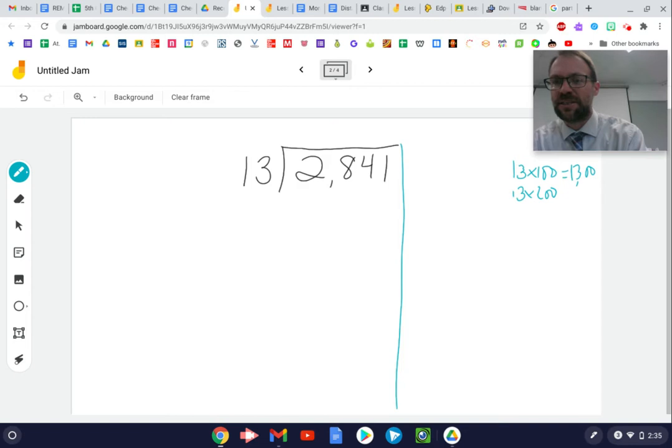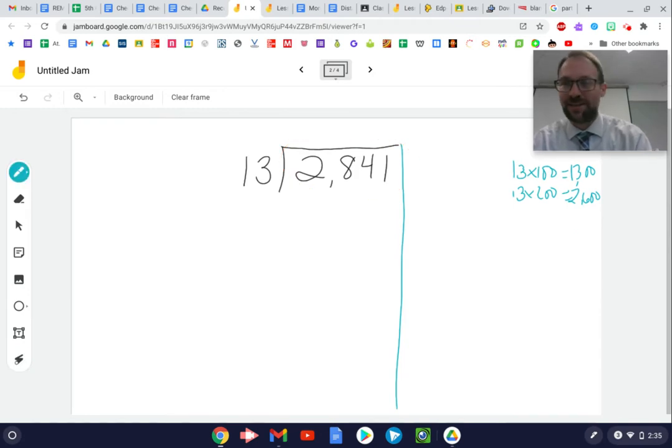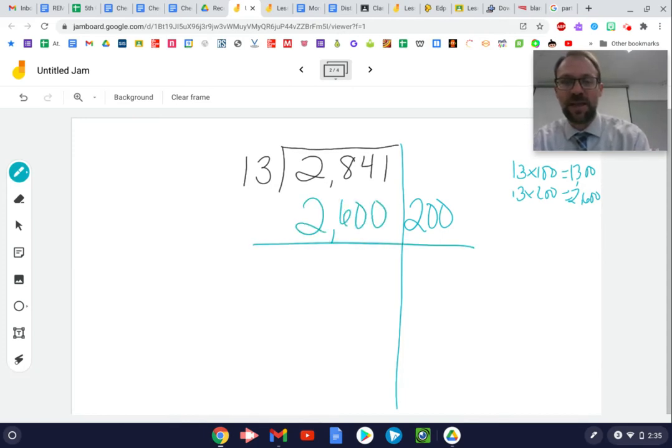Let's see here. 13 times 200. That would be 2,600. Oh, I like what I'm seeing now. Now we're getting closer, right? 2,600 is pretty close to 2,841. So why don't we do that? Let's go with 200 as our first partial quotient. So let's go ahead and write 2,600 in, subtract it away, and we'll get 241 left over.